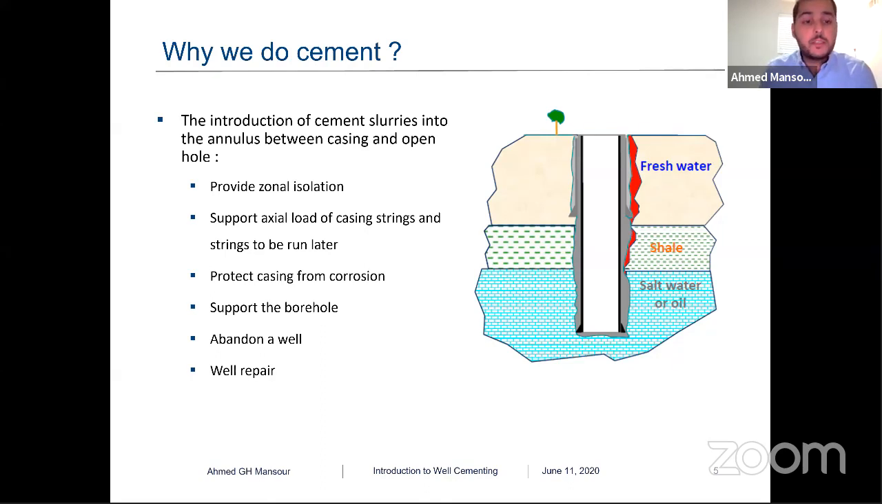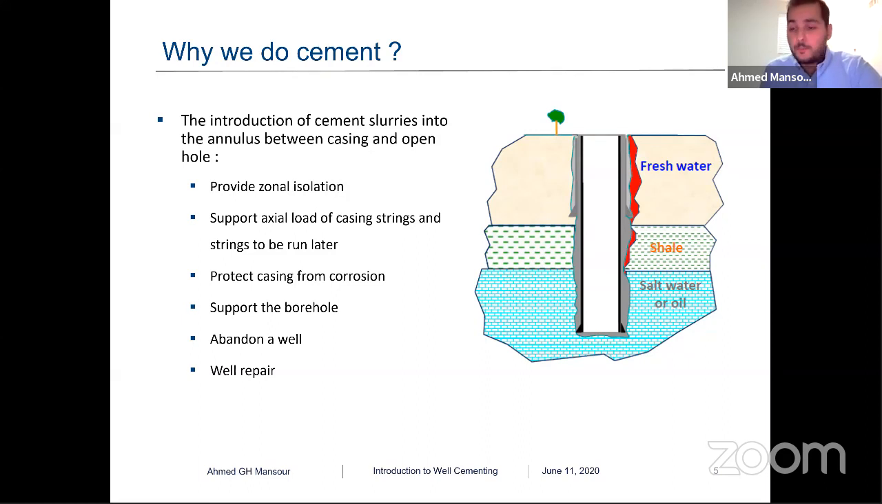So here are some of the purposes of pumping cement in an oil well. As I mentioned in the previous slide, provide zonal isolation to prevent any contamination of freshwater in the area or any connection or contact between different zones in the well. Another thing, to provide axial load support for the casing, as well as to protect the casing from corrosion. Whenever we pump the cement, we are going to be able to isolate the casing from contact with any kind of fluid in the formation. This will prevent any corrosion in the future.